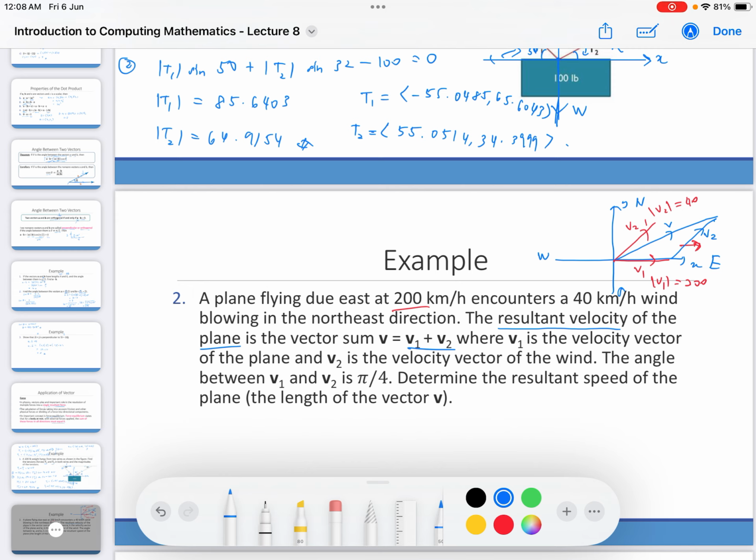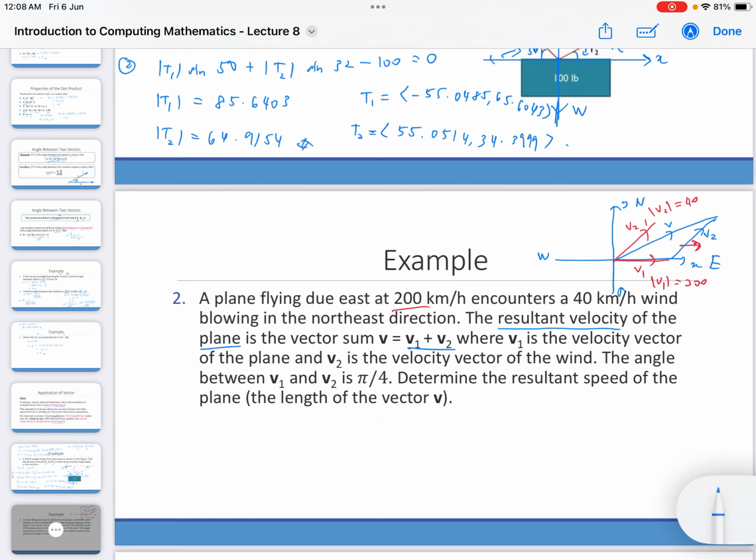So this is another application of vector, resultant velocity. For this one, the angle between v1 and v2 is pi over 4. So the angle is this angle, pi over 4. Then determine the resultant speed of the plane. Basically we want the speed, or the magnitude of v.